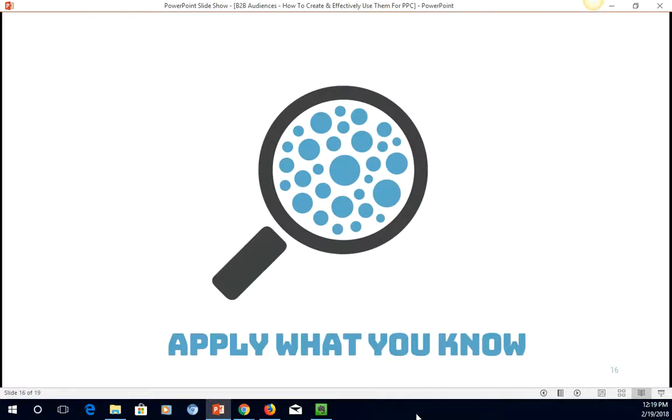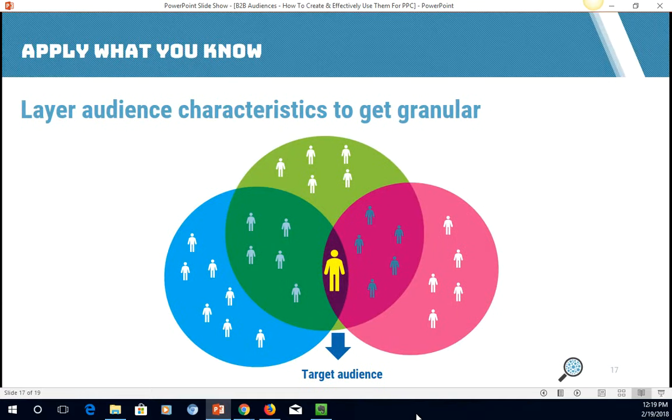Once we've done this, once we've laid this out, we're going to apply what we know. We're going to layer our audience characteristics because we want to get granular. Now, we don't want to get too specific. We don't want to have like 10 people in our audience, right? Because that's not going to make any sense. But we also don't want to have tens of thousands or hundreds of thousands. We want to get a targeted audience so that we can make sure our messaging and our content really match up with who we're serving that to, so our advertising is the most effective.